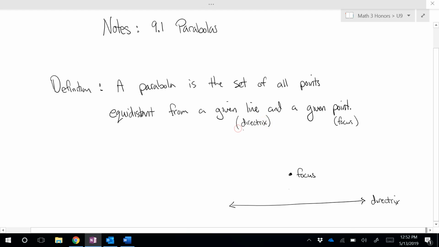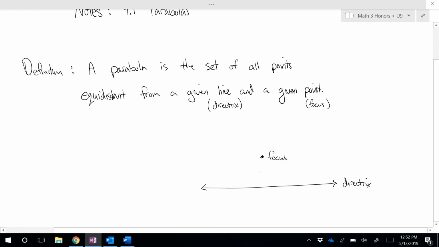If we start with just that line and that point, and try to come up with all the points that are the same distance from both that point and the line, what forms is a parabola. The easiest point to find is the point right in between them, and that point is what we call the vertex of our parabola.